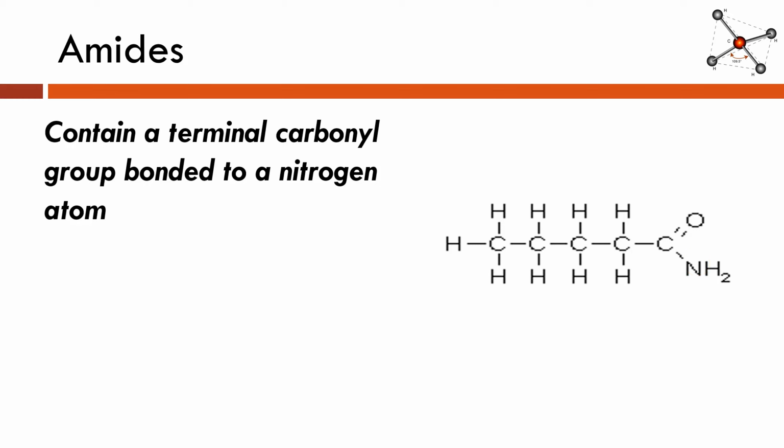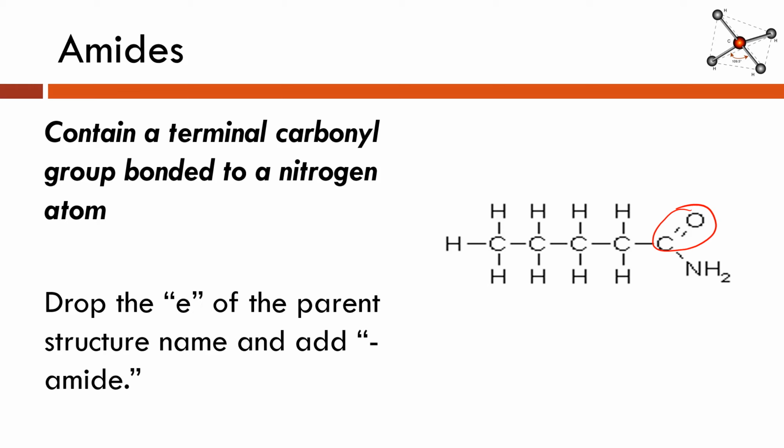So we have a terminal carbonyl. That's C double bond O. And then carbon is also bonded to a nitrogen. Because it's terminal, are we going to need a locator number? No, definitely not. It always has to be at the end. When we name amides, we're going to name the longest chain of carbons, drop the E from the end of that name, add the suffix amide.